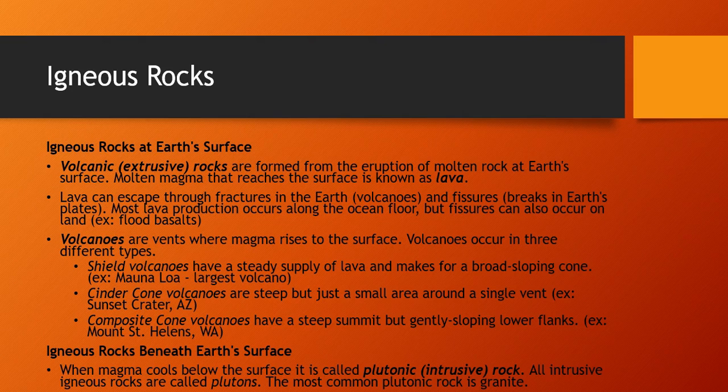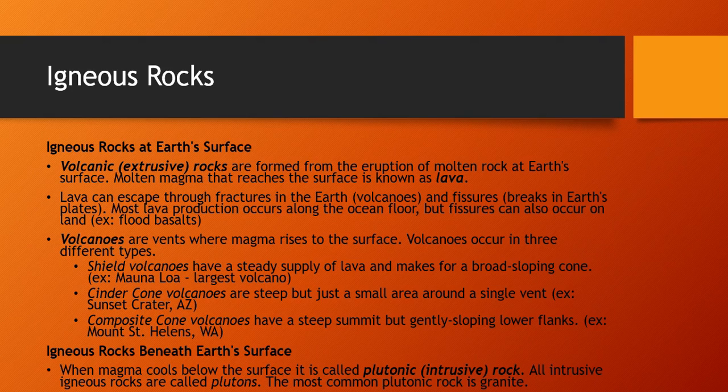Volcanoes are just vents where magma rises to the surface, and we can have three different types of volcanoes, basically determined by their shape and size. The first is a shield volcano. It generally has a steady supply of lava and a very broad sloping cone. Then you have cinder cone volcanoes that are very steep, but are generally around one really small area or a single vent. And then you have composite cone volcanoes, which are kind of a mixture of the two, with one steep region and one generally slow, broad sloping region.